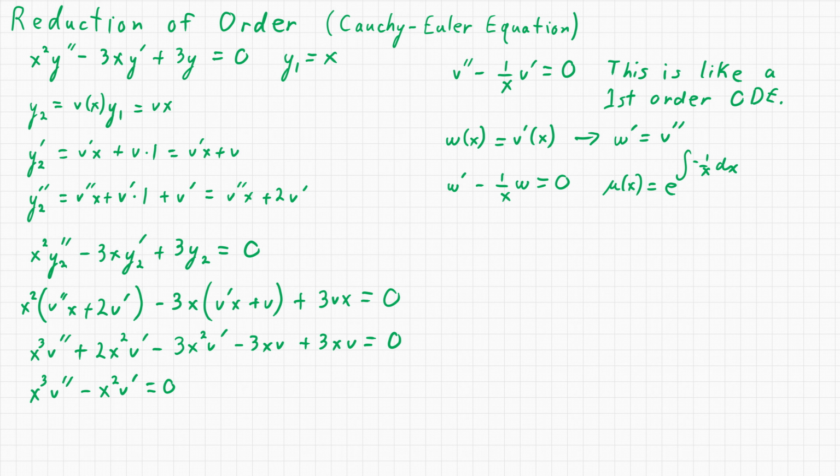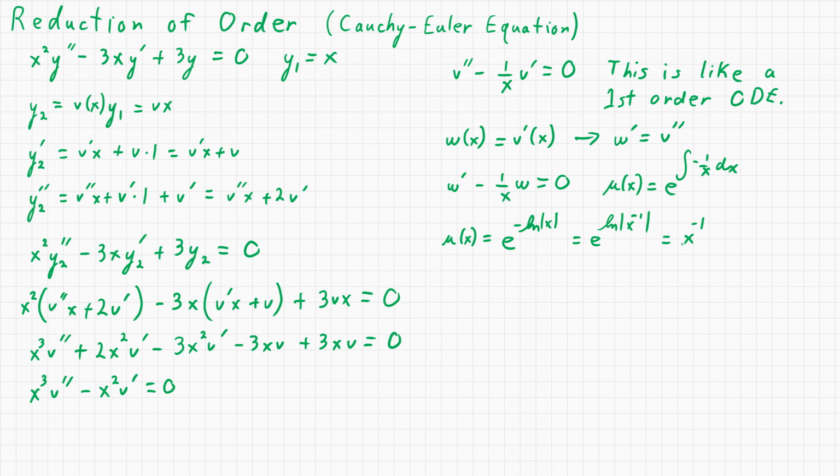Well, if we compute that, mu of x equals e to the integral of negative 1 over x, that's the negative natural log absolute value of x. Yeah, got that right. But then I can put that negative inside, so that's really e to the natural log absolute value of x to the negative 1. It ends up being just x to the negative 1. We can get rid of the absolute value as usual.